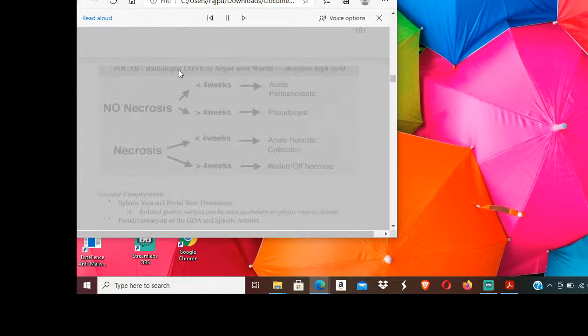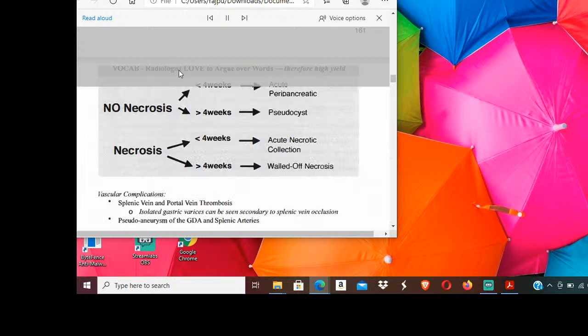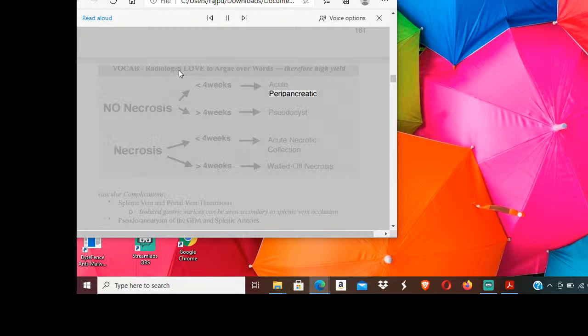161. Radiologists love to argue over words. Less than 4 weeks, no necrosis. Less than 4 weeks, necrosis. Vascular complications: splenic vein and portal vein thrombosis. Acute peripancreatic fluid collection, pseudocyst, acute necrotic collection, walled-off necrosis.